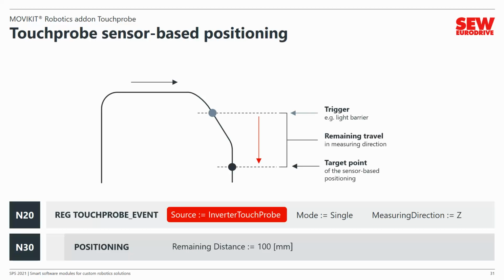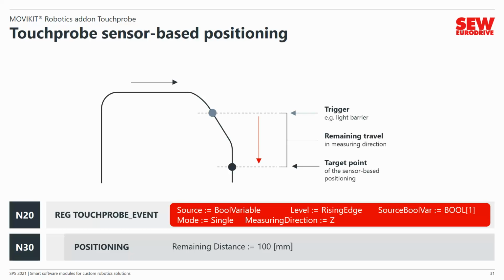Either the high-position touchprobe positions of the inverters are used, which are then transformed into a Cartesian position, or the trigger is carried out with somewhat lower position requirements using a freely selectable bool variable of the robot program, whereupon the actual positions of the axis, which are transmitted cyclically to the SEW controller, are used to determine the starting point of the sensor-based positioning.